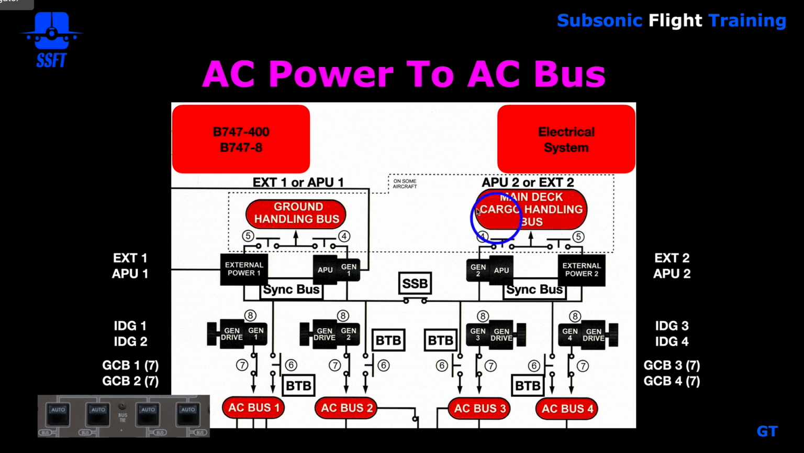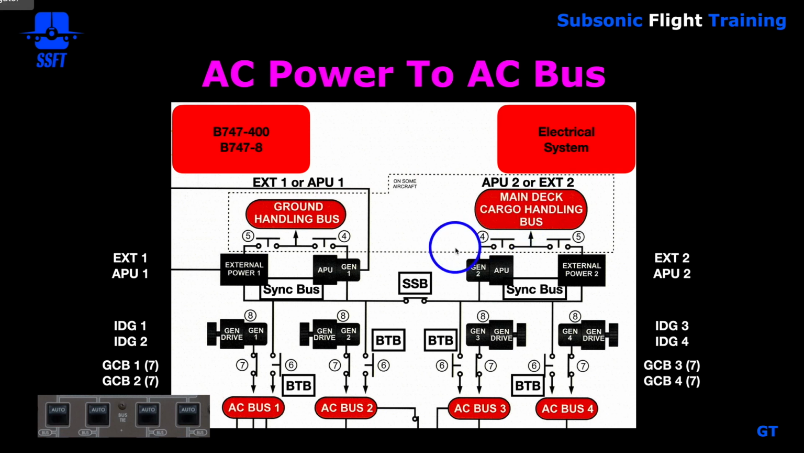On some airplanes, primarily the freighter airplanes, you have a main deck cargo handling bus. This is powered by APU 2 or external 2, and that has to be available and not selected in order for it to power the main deck cargo handling bus. This is what handles most of the cargo equipment on the main deck.